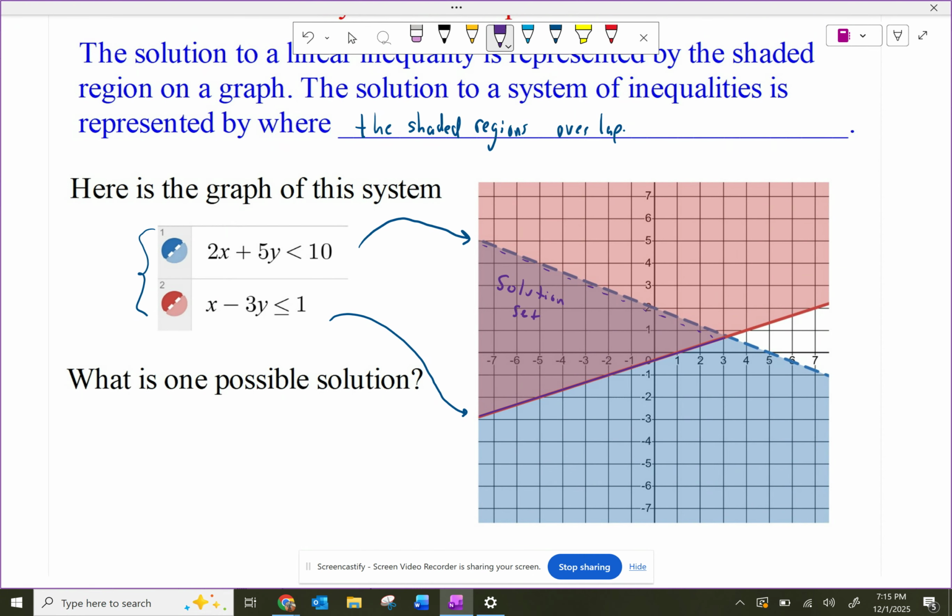So what's a possible solution? Let's see right here. Negative 2, comma 1 would be a solution to that inequality system. Right here is going to be a solution. 0, 1. And right there we have a solution, 1, comma 1. And there's many, many more.